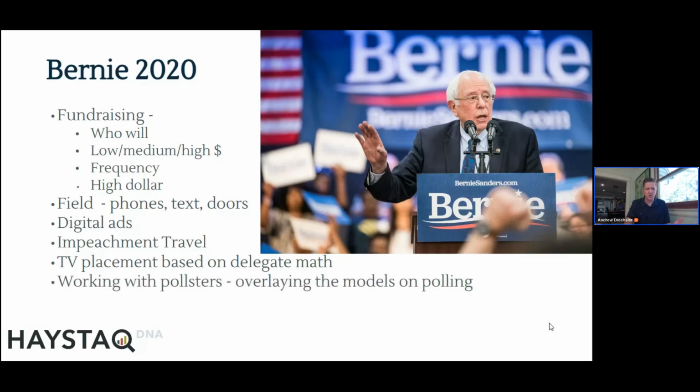And then finally, we were working with the pollsters, overlaying the models on the polling so that they had a read on it. I think this is a big lesson learned from previous campaigns that were run in 2016, where polling or micro-targeting said one thing, and polling didn't necessarily agree with that. So it was a check on each. I'm not saying it has to match up 100%, but if there's an explanation of why it doesn't match, that's what you want to know.